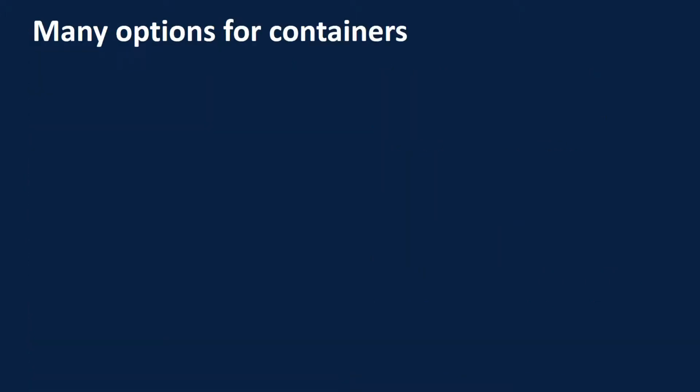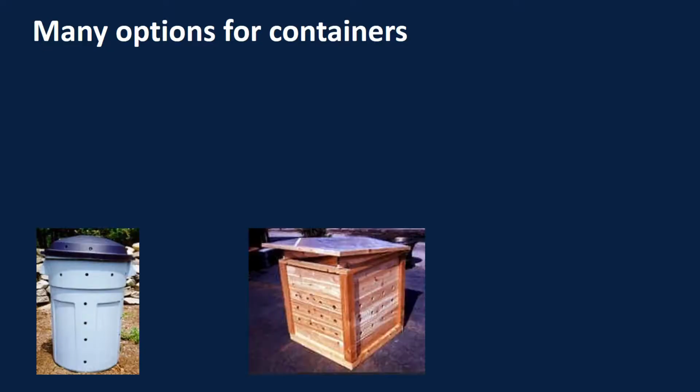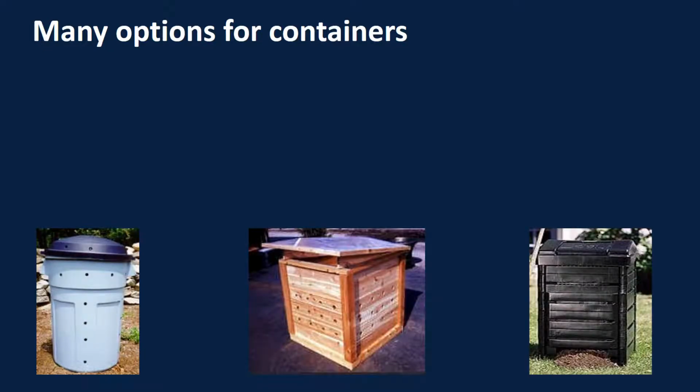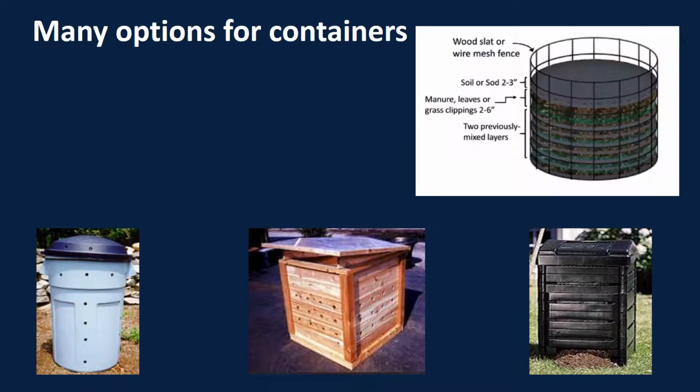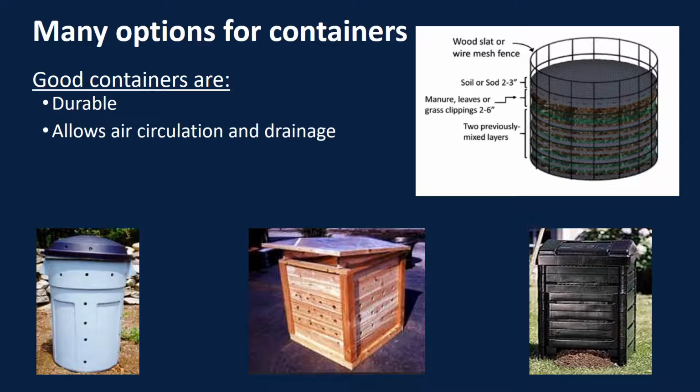So if we're thinking about doing our own compost piles, we may want to think, what kind of container should we use? Well, there are a few options. We can get different containers. As you can see here, we can build them ourselves out of wood, or purchase ones that are plastic or mesh fence. And really what we want for a good container is for it to be durable, something that can take some beating and still stick around, but where air can get in and where water and other things can drain down below.